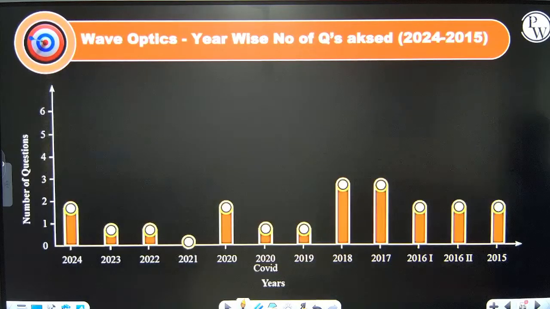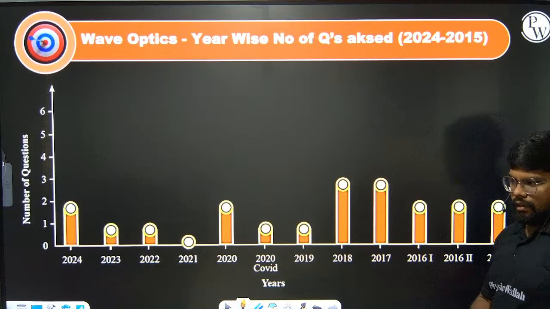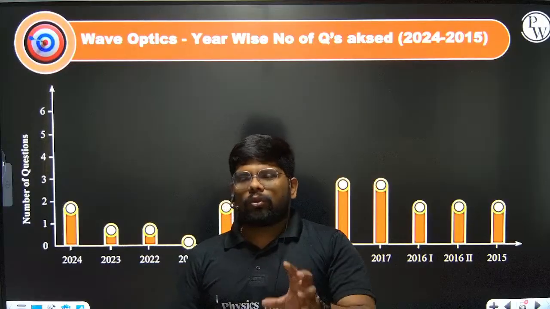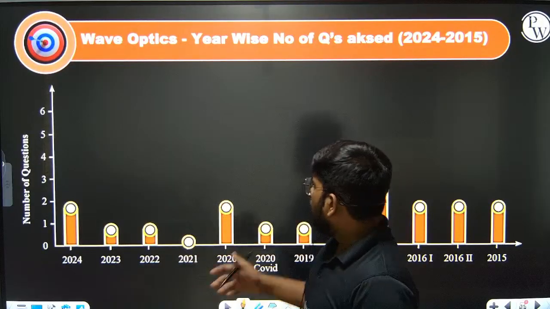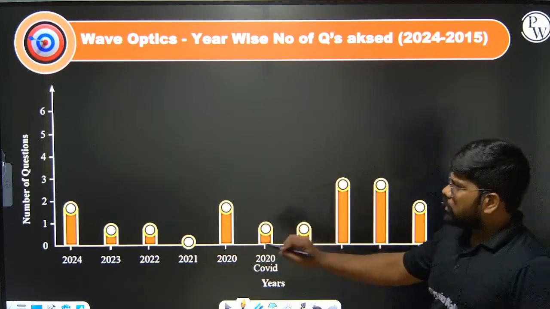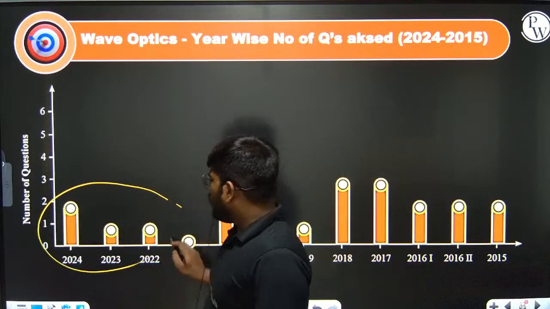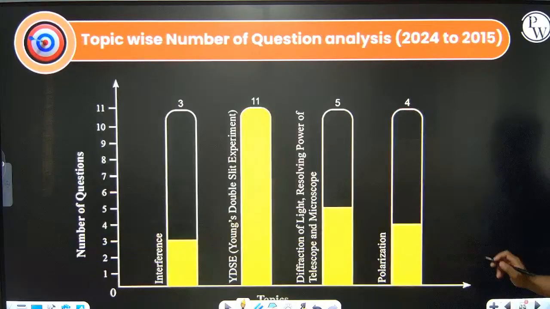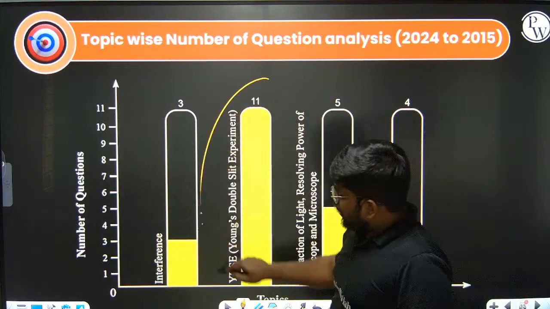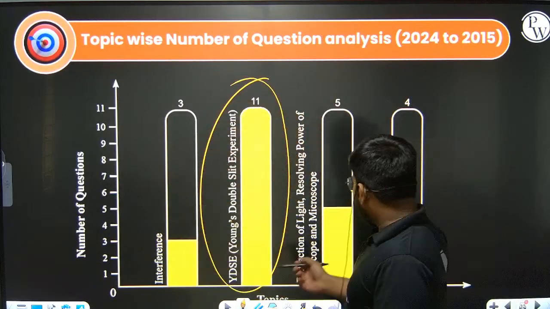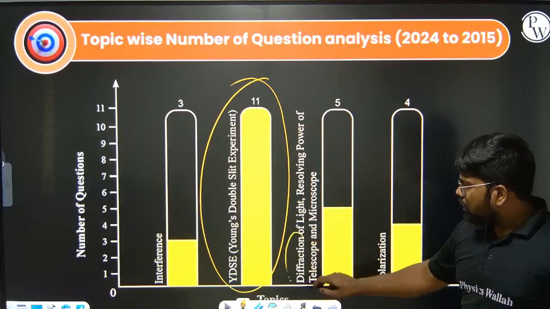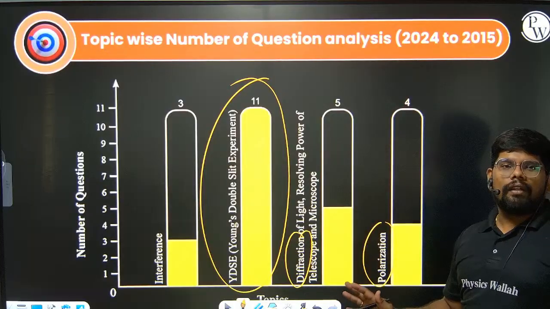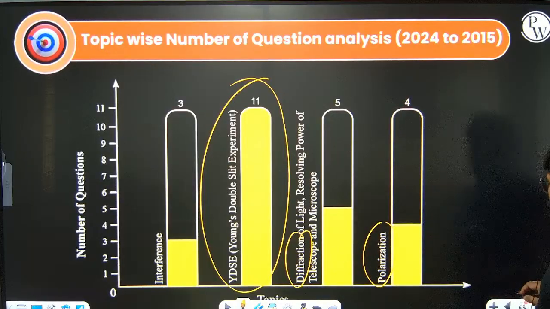So this is optics, ray optics, and now we'll have to do wave optics. Again, small topic, few questions, very much focused. On an average you can expect one question, but last year they asked 2 questions. The favorite topic here is YDSE, as well as some formulas based on diffraction, and polarization. Only 3 topics. First, you complete the interference part.